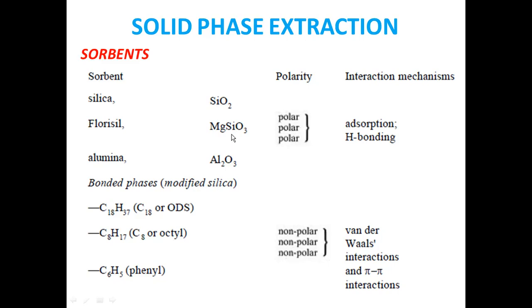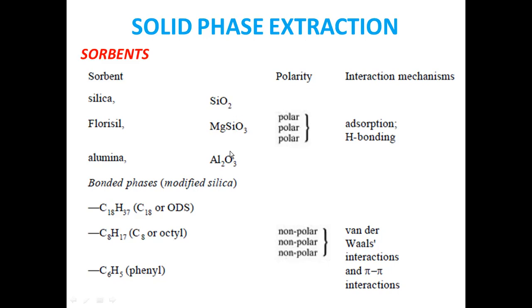The same picture can be seen with magnesium silicate too. Magnesium silicate is also highly polar. Oxygen attached to silicon is responsible for providing the OH group. Because of the OH group present in fluorosil or magnesium silicate, it is also polar. And alumina is a highly polar sorbent. Therefore, it is also used as a stationary phase in thin layer chromatography. Along with silica, alumina is also used as a stationary phase. These two are more polar stationary phases.